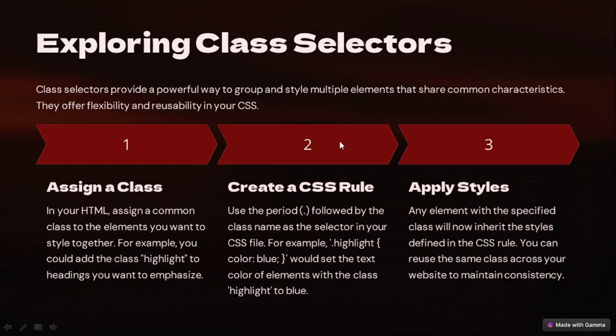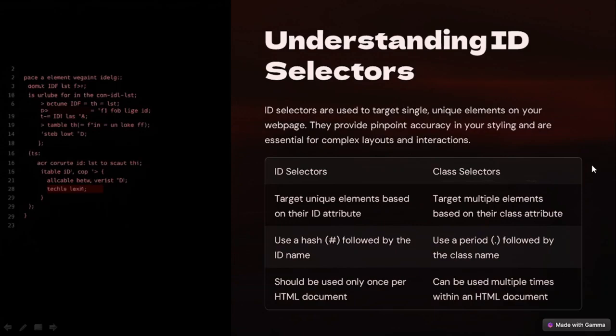So CSS selectors provide a powerful way to group and manipulate elements that share common characteristics. They offer flexibility and reusability in your CSS, of which first of all you assign a class, create a class rule, and then apply your styles.